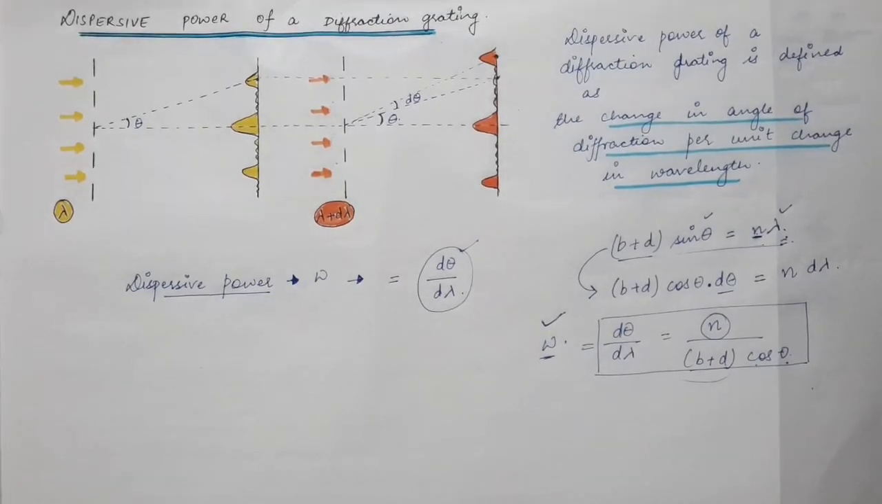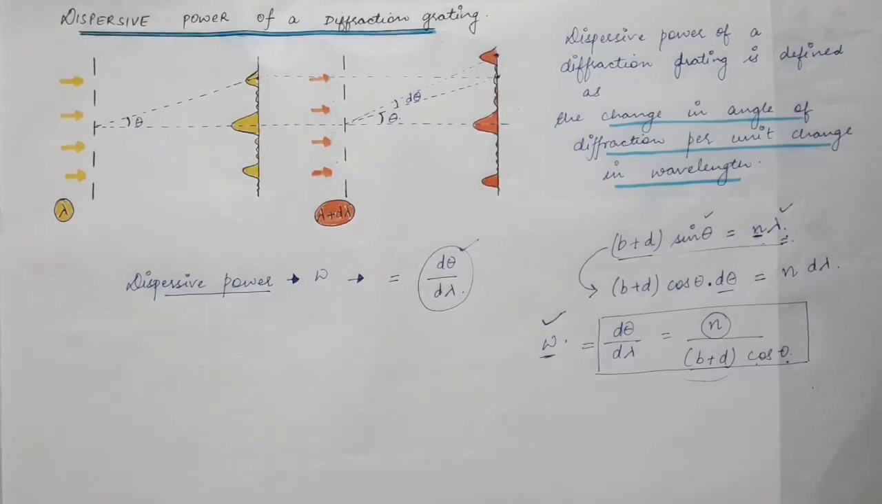So this is it for today's lecture, and in the next lecture we will start with the resolving power of optical instruments. We will see its definition and how to find the resolving power for various optical instruments, for example telescope, microscope, prism, and also the diffraction grating. So that we will see in the next lecture.